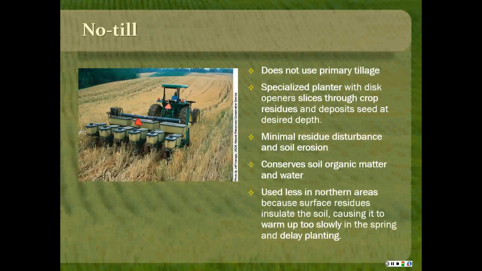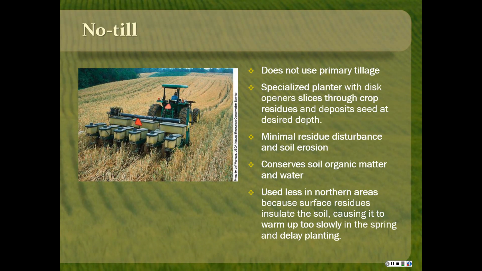And no-till is one that does not use primary tillage at all. It uses a specialized planter that has disc openers that slice through the crop residue and deposit seed at whatever depth you need. And in this case, there's minimal residue disturbance and soil erosion because you're actually planting into the residue of the last crop. And it also conserves soil organic matter and water.